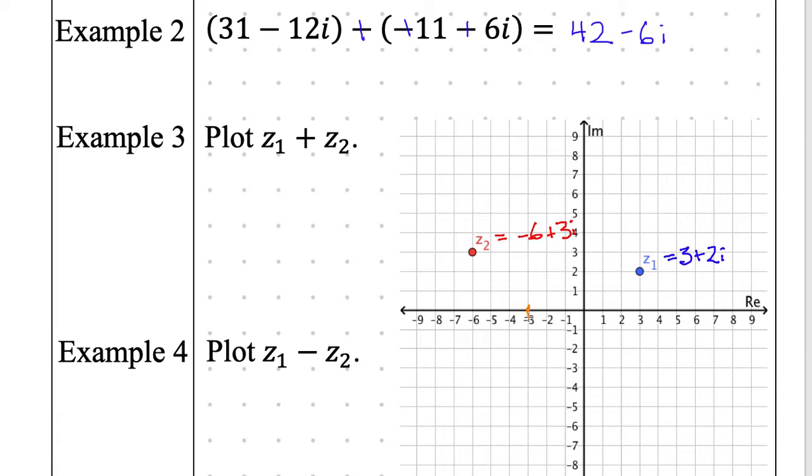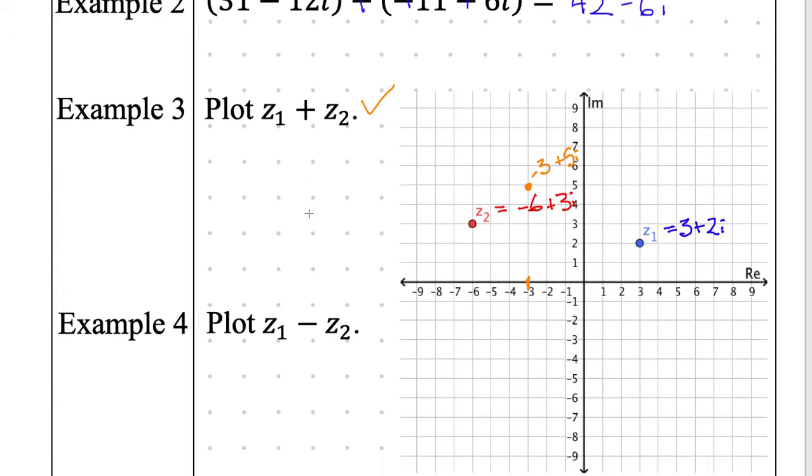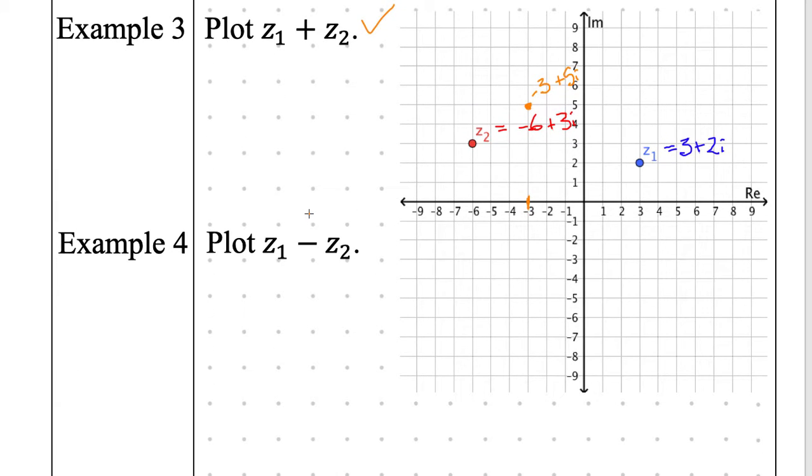So I'm here on the real axis, and how far up or down do I go? Well, 3i plus 2i is 5i, so I'm going to come all the way up here to 5i, and there's my answer. You can even say what that is if you really want, which is going to be negative 3 plus 5i. But you really just need to be able to graph that point, especially on Khan Academy. You just drag around a point. All right, so we're good. Let's come down here, plot Z1 minus Z2.